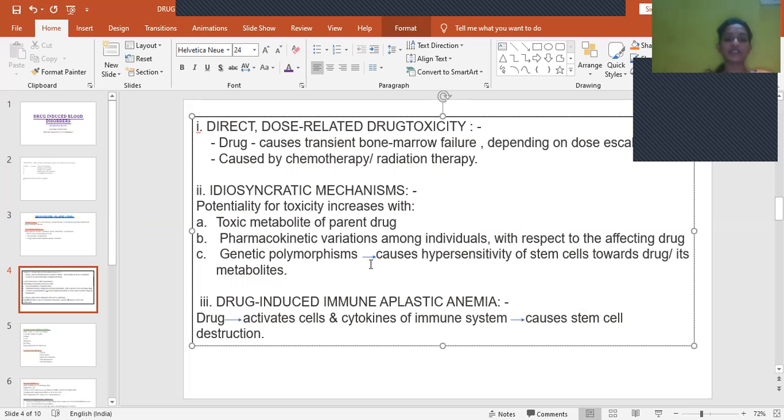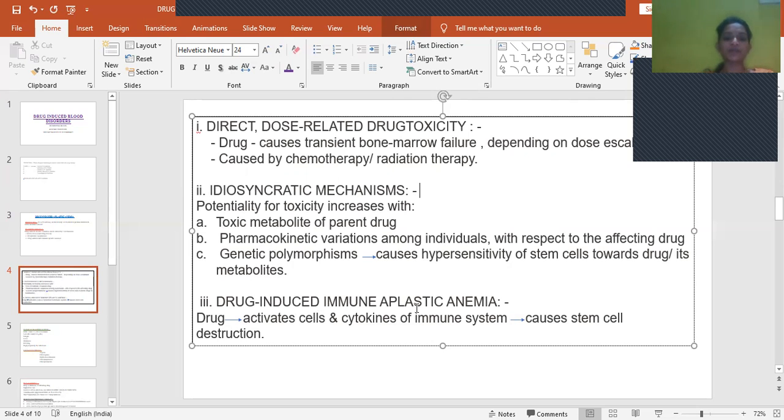And then genetic polymorphisms. It causes hypersensitivity of stem cells towards the drug or its metabolites. Because of genetic abnormalities or polymorphism, a drug may not cause any blood disorder in others, but in people who have this genetic polymorphism, the stem cells, the initial precursor cells which cause the production of red blood cells, are hypersensitive towards the drug. Thereby, it causes aplastic anemia.